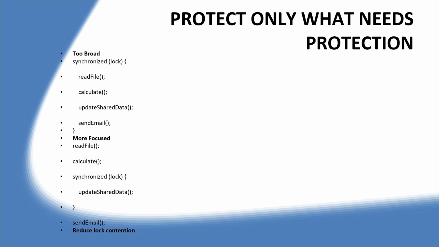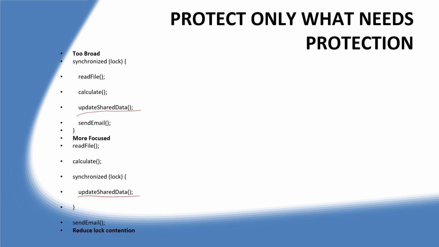Now we will see a simple example. Suppose only updating shared data. Here we have update shared data. Only updating shared data actually requires the lock. If we also perform file reading, calculations, and unrelated operations while holding the same lock, other threads may wait unnecessarily.